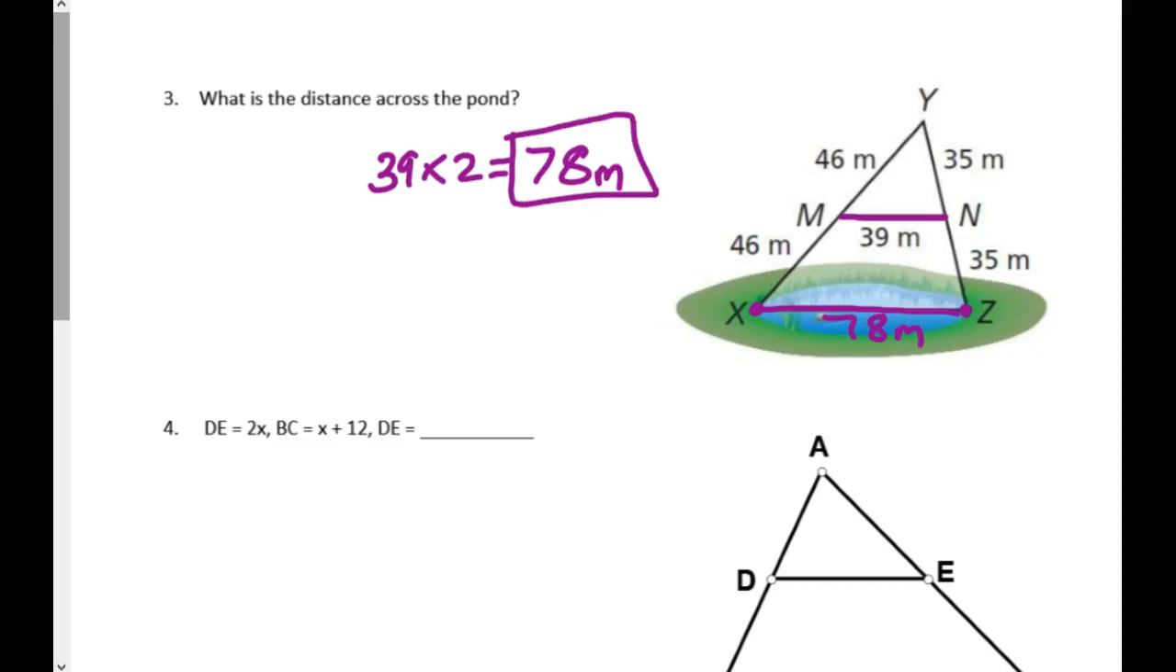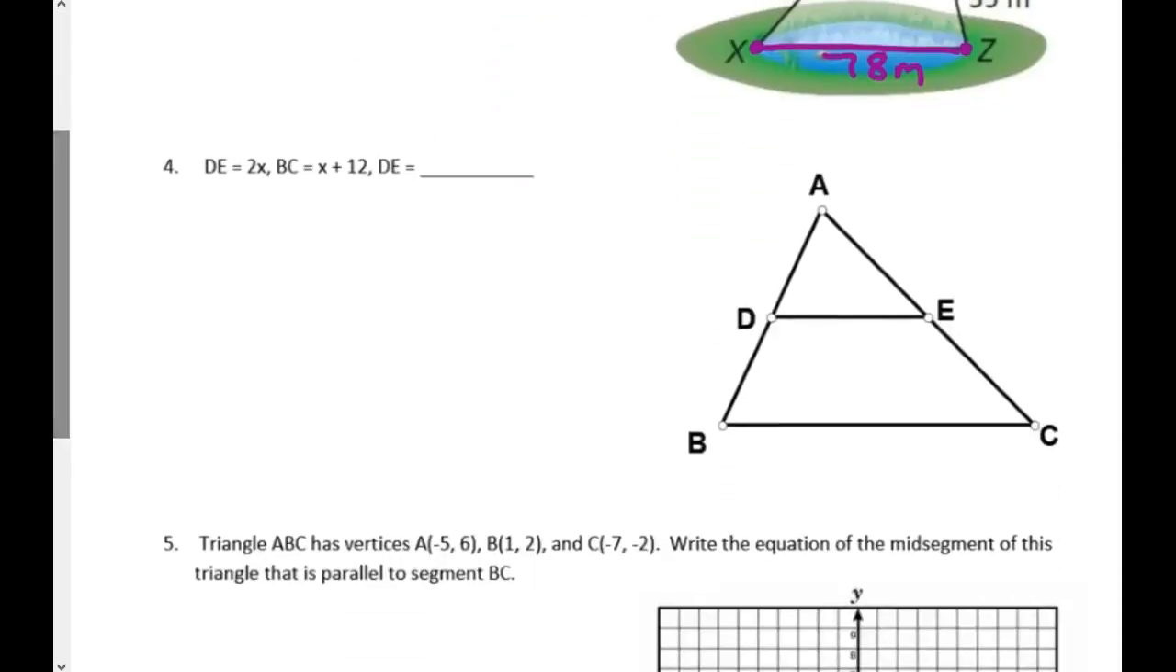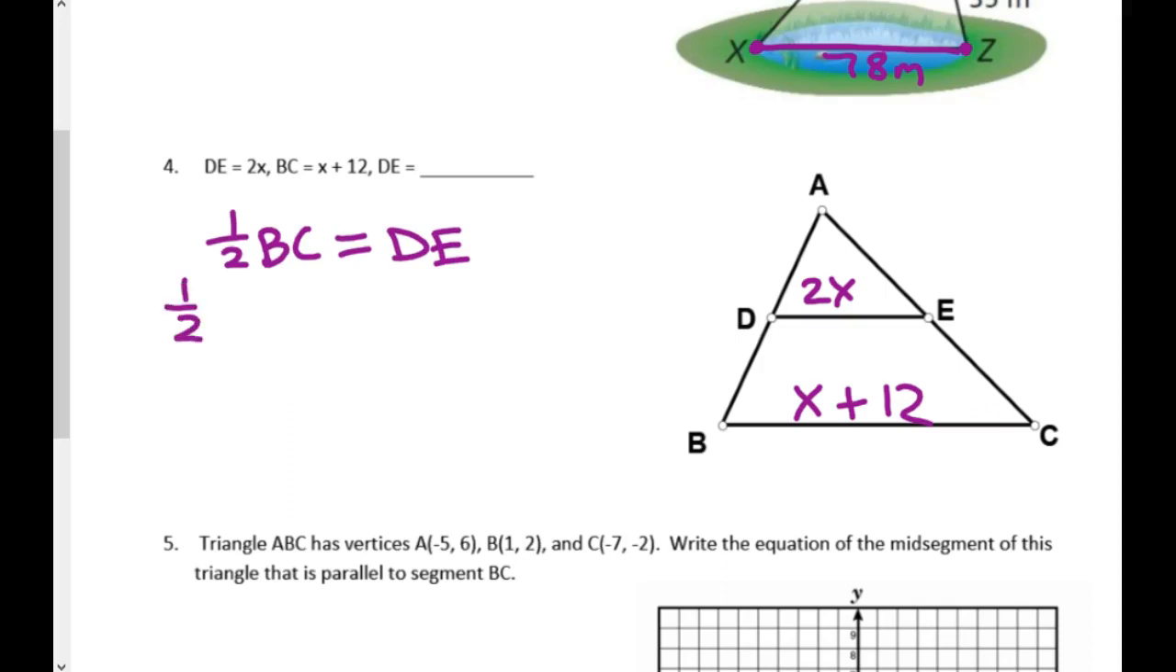Does everyone see how that works? If you know the mid-segment, double it for the parallel side. If you know the parallel side, cut it in half to get the mid-segment. All right, and what if you got some algebra in the problem? So number 4, if DE is 2x and BC is x plus 12, we know that 1/2 of BC equals DE, right? Half of the big one equals the mid-segment. So let's replace BC with x plus 12. Let's replace DE with 2x.